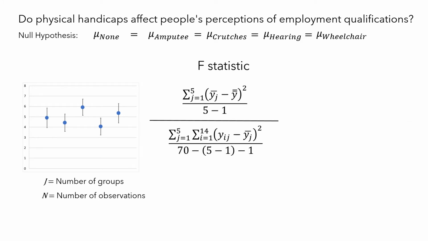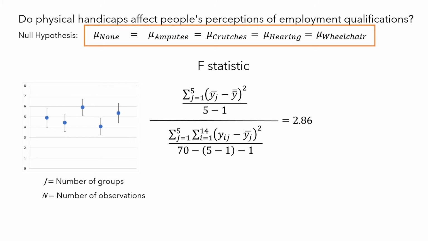And for our particular data set, where we had 5 groups and 70 observations, if we computed the F-statistic, we'd get 2.86. Now, we'd need to see whether this statistic is large enough to provide strong evidence against the null hypothesis. So what we can do is to make a model that reflects our null hypothesis that the 5 population means are all equal to each other.